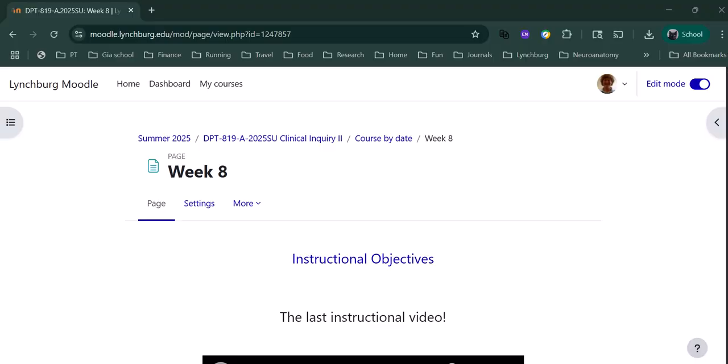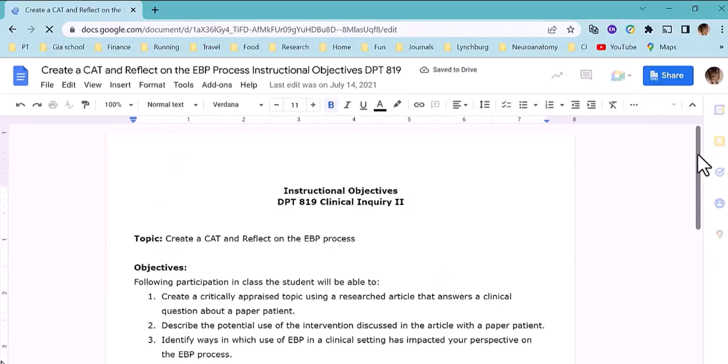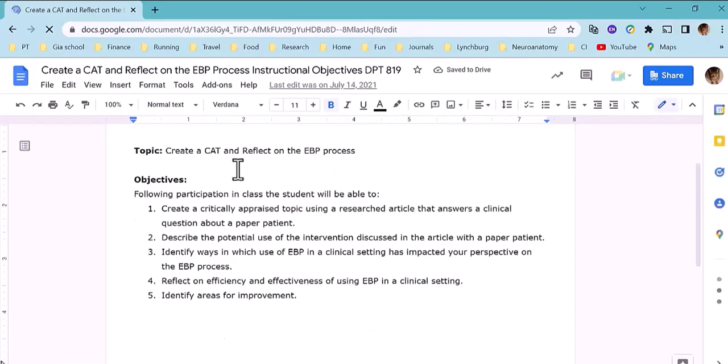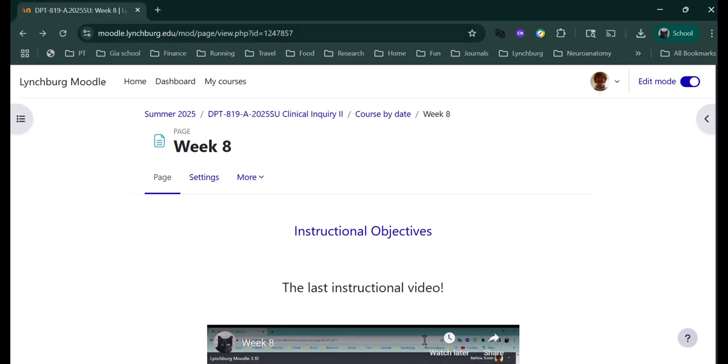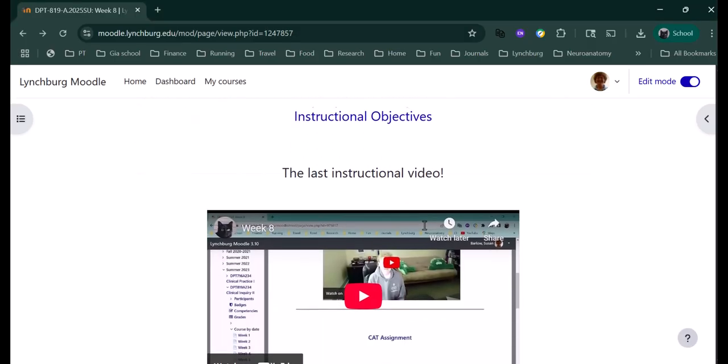So here we are on the Moodle page for week 8, and let's take a look at the instructional objectives for this week. So essentially, you're going to create a critically appraised topic, or CAT, and also perform another assignment where you reflect on the evidence-based practice process. Okay, short and simple. And back to the Moodle page again. You're watching the last instructional video here.